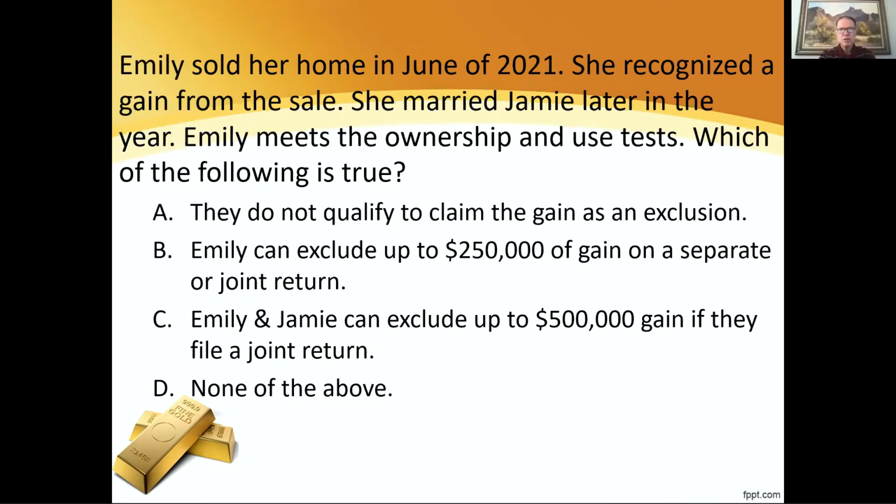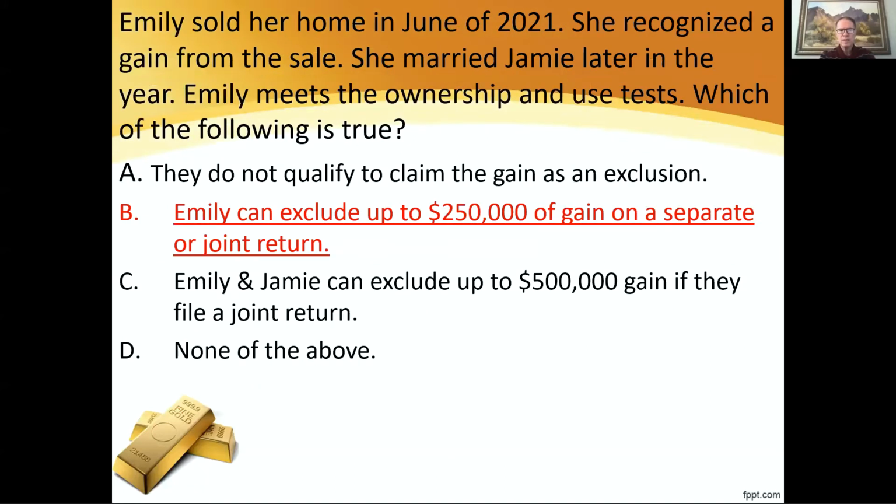Emily sold her home in June of 2021. She recognized a gain from the sale. She married Jamie later in the year. Emily meets the ownership and use test. So which of the following is true? They, both Emily and Jamie, do not qualify to claim the gain as an exclusion, or Emily can exclude up to $250,000 on a separate or joint return, or Emily and Jamie can exclude up to $500,000 if they file a joint return, or none of the above. What's your best guess today?